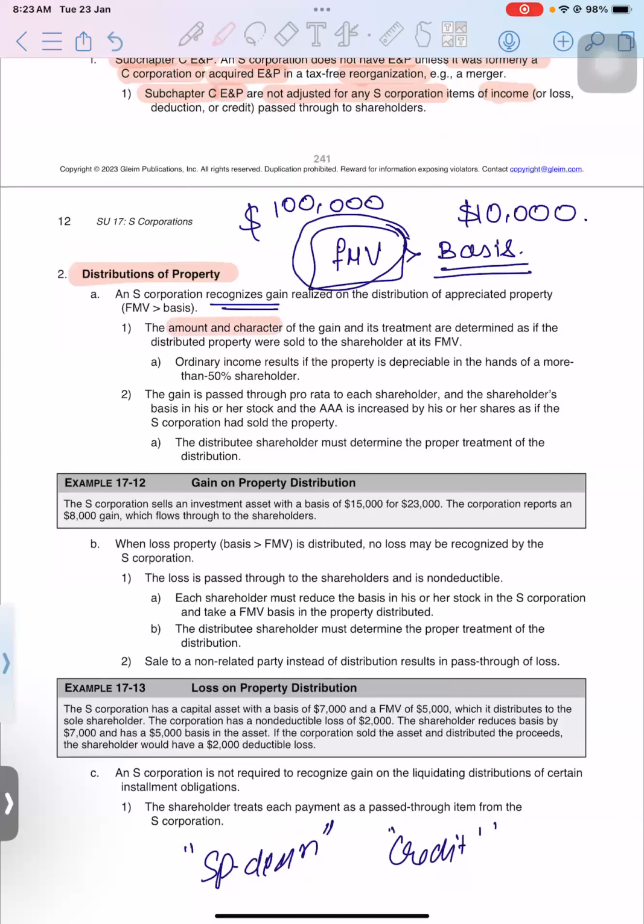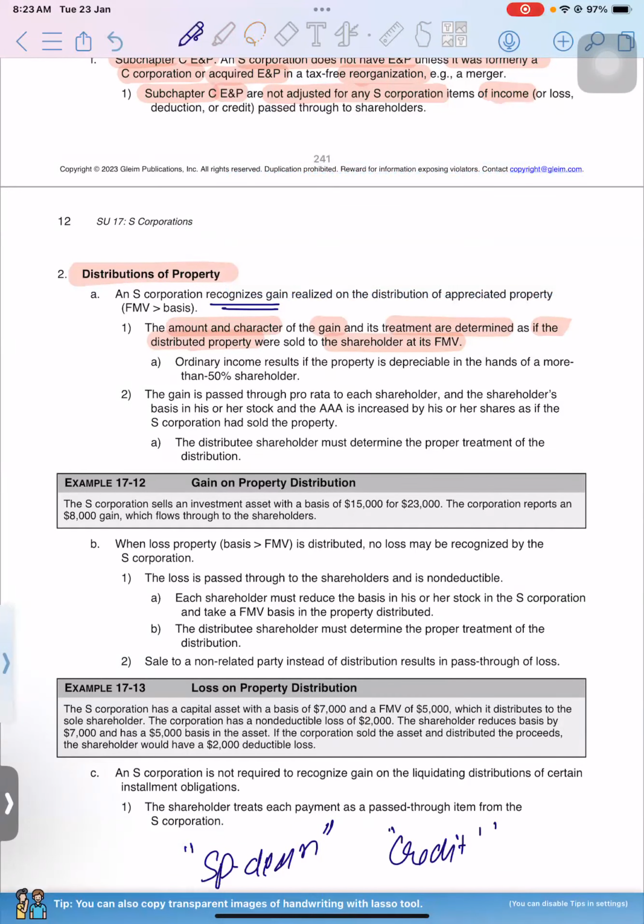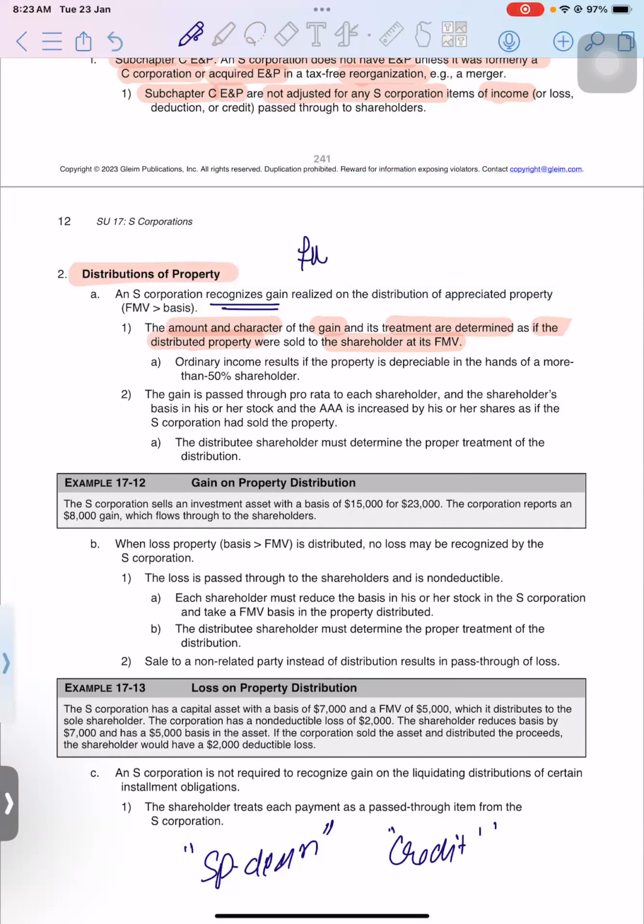The amount and character of the gain and its treatment are determined as if the distributed property was sold to the shareholder. So write it down somewhere, or you can just prepare a chart for understanding. The first scenario is, if FMV is more than the basis, it will be considered as a sale of asset by S Corp to shareholder. Got it, guys? So it will result in an ordinary income if the person is having more than 50% of shareholding in the organization. Here comes a related party transaction.